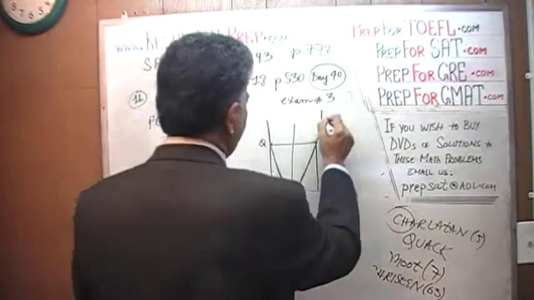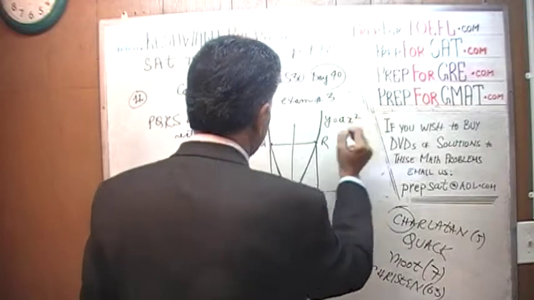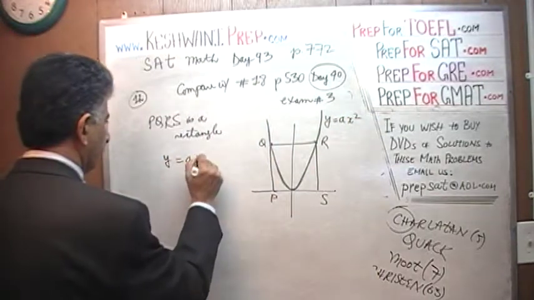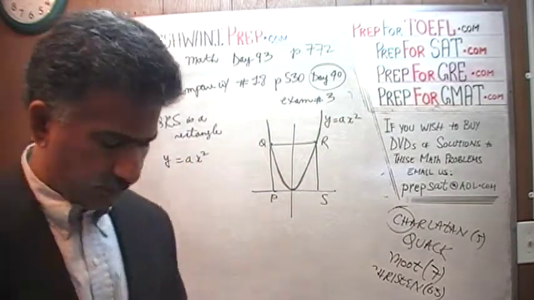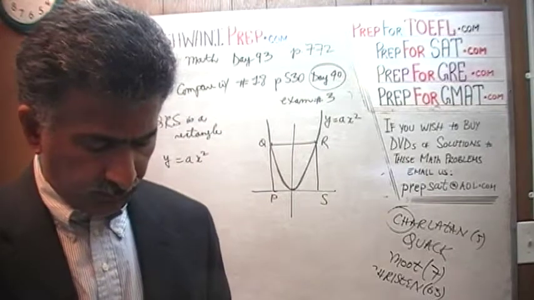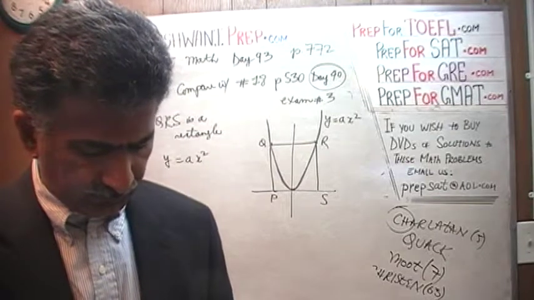And the equation of the graph, of course, is y equals ax squared. Where is it going with it? Where a is a constant. If the perimeter of PQR is 10, what's the value of a?